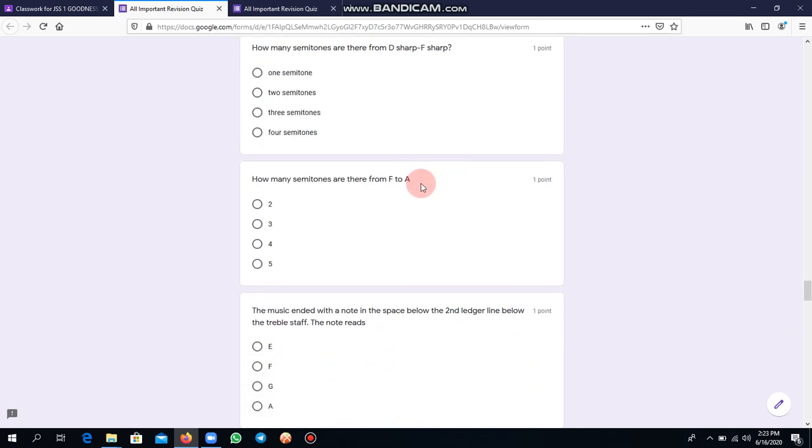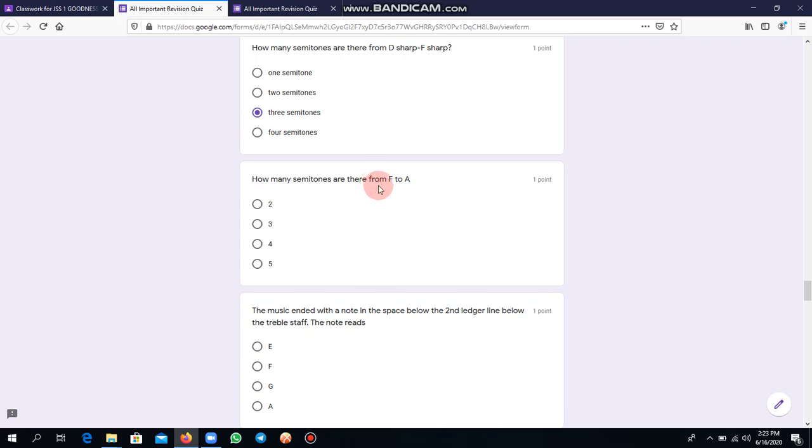How many semitones are there from D sharp to F sharp? D sharp will move a semitone to E, and that is one. From E, you move to F, and that is one again. Then F to F sharp. That will be three semitones altogether. So D sharp to F sharp is three semitones: D sharp down to E, then E to F, then F to F sharp.